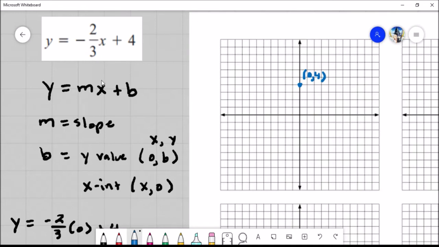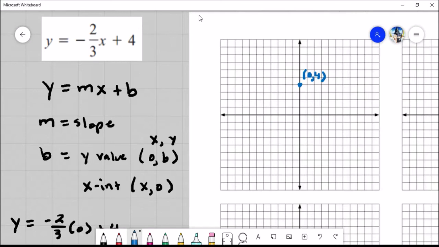Now you see that it has a negative in front of the 2/3. You may be wondering, where would the negative be placed? Would it be placed with the 2, or with the 3? It does not matter where it goes. It's all up to you, it's all about preference. So what I'm going to do is place the negative with the 2. So that tells me my rise is a negative 2 and my run is a 3.